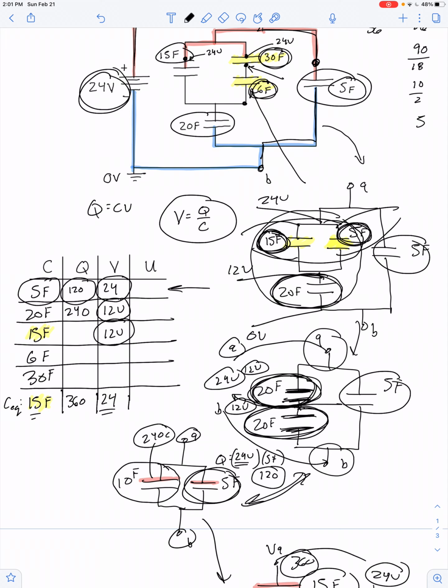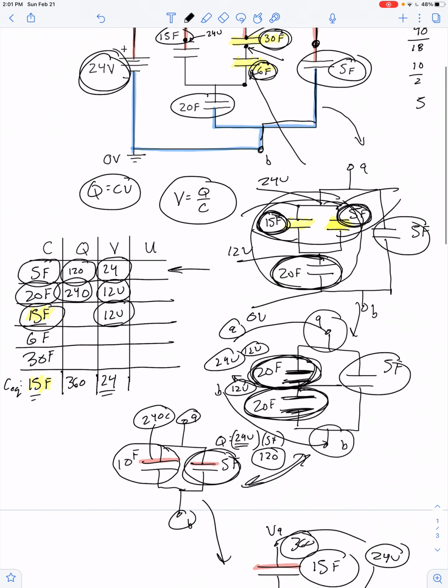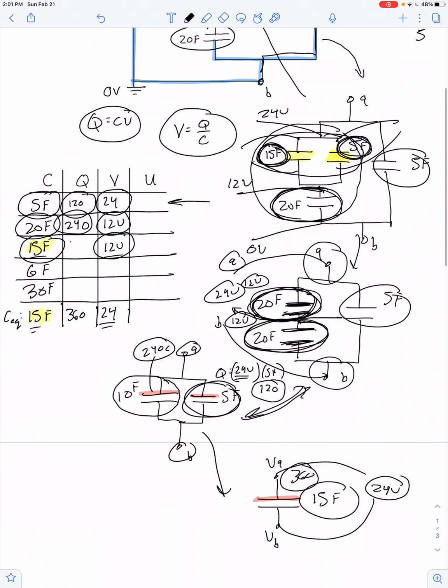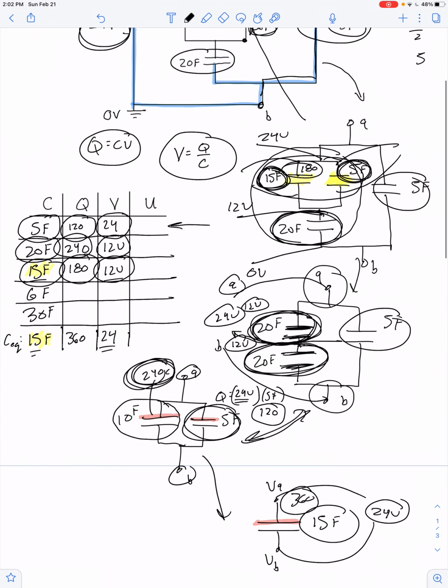So now we want to know the amount of charge on the 15 farad capacitor. Charge is capacitance times voltage. 15 times 12 gives us 180. All right. So out of this 240 coulombs, 180 are on the 15 farad capacitor. All right.